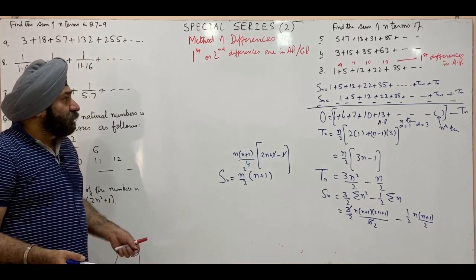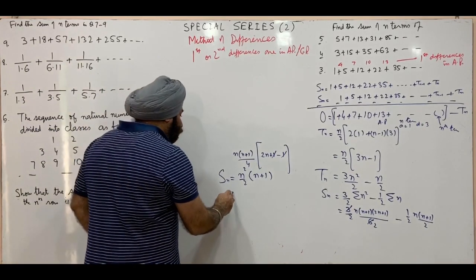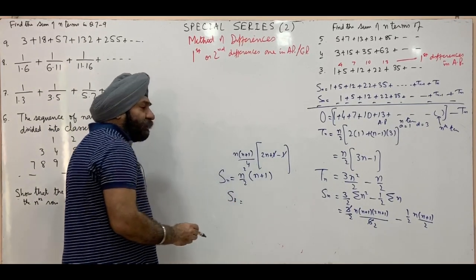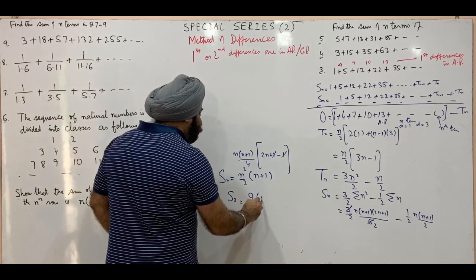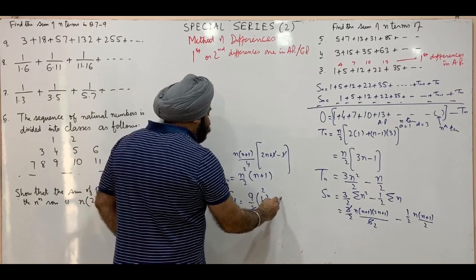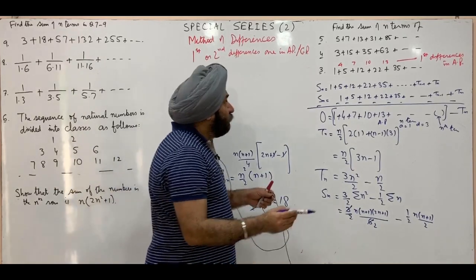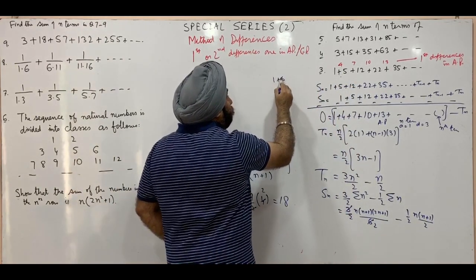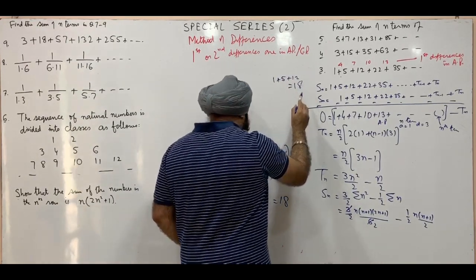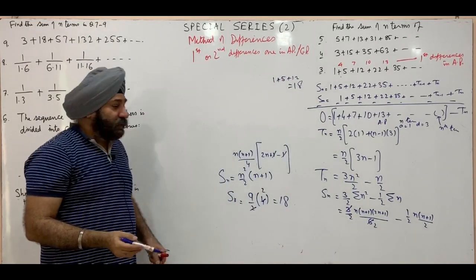Again we can check our answer. Let's find the sum of 3 terms. For that we put n equal to 3. This will be 3 square, 9 by 2, 3 plus 1 is 4, 9 into 2, this is 18. And what is the sum of the first 3 terms? It's 1 plus 5 plus 12. This is also 18. So it's the same. This checks our answer.